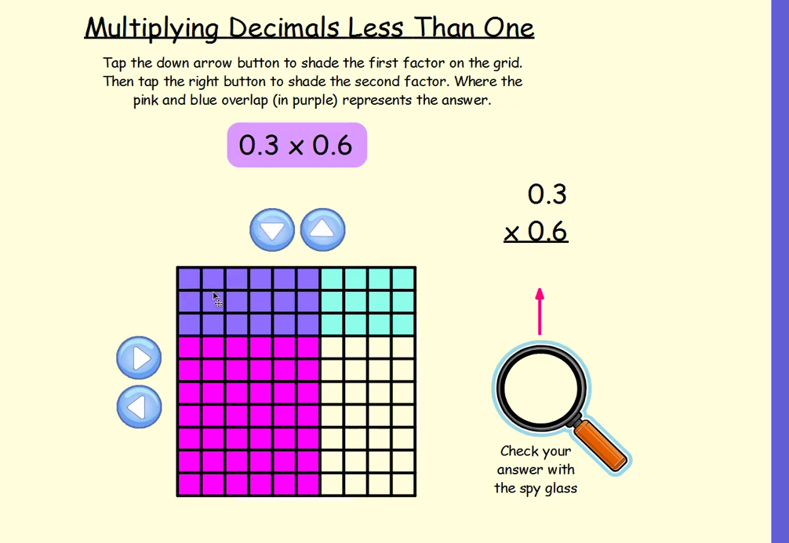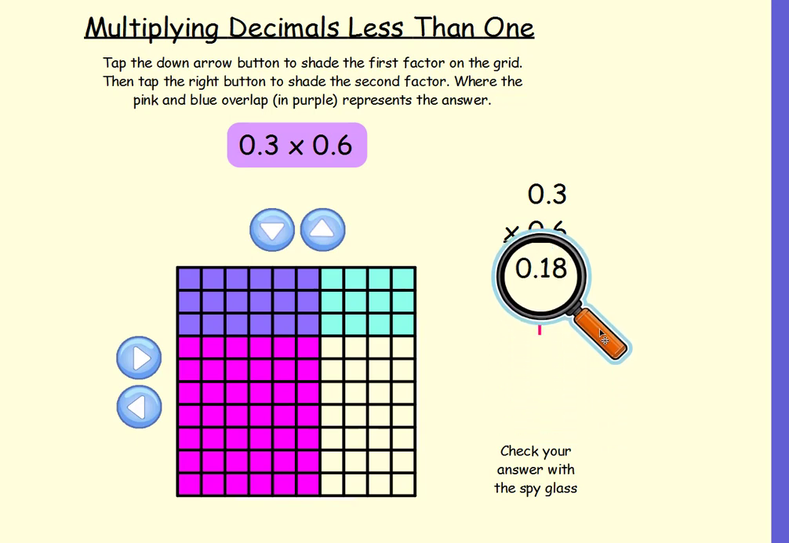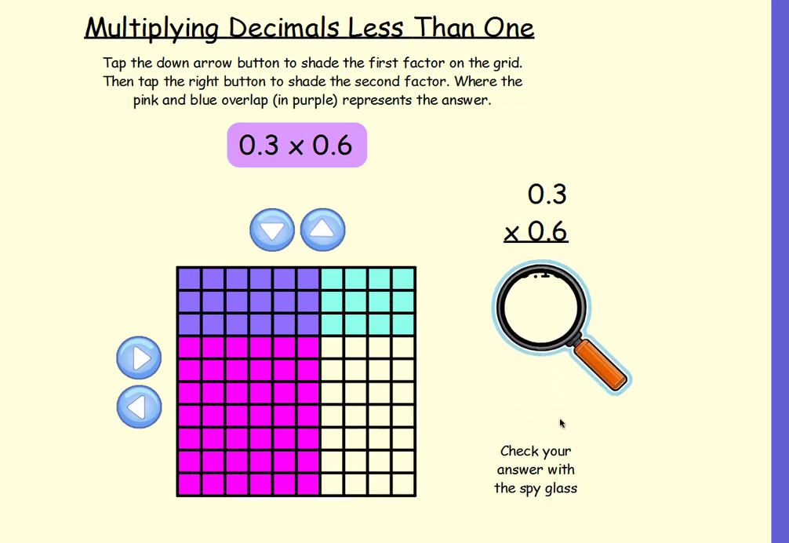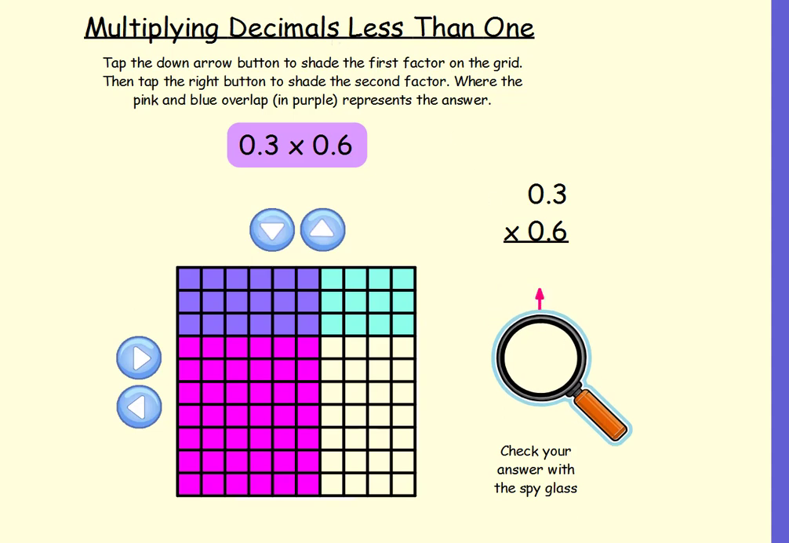So there's 1, 2, 3, 4, 5, 6, 7, 8, 9, 10, 11, 12, 13, 14, 15, 16, 17, 18 hundredths. 18 hundredths. Let me write it in.